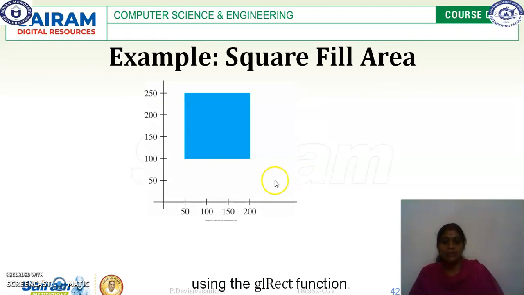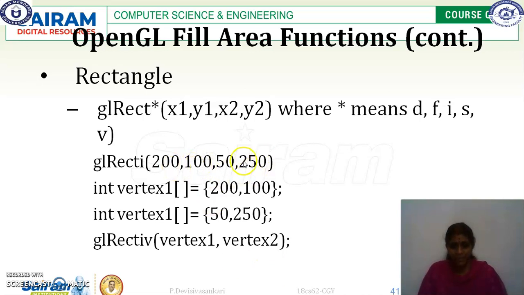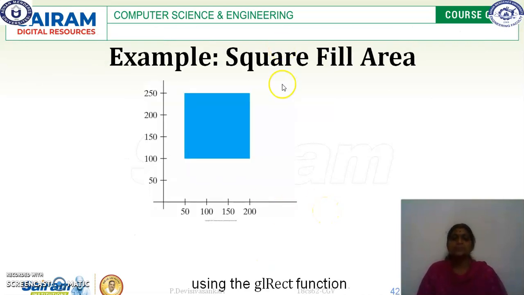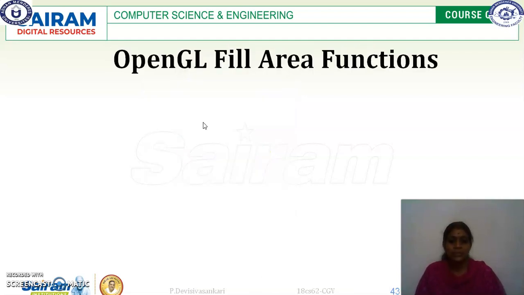And here there is a square fill area. This is the square with the values 50 comma 100, 200 comma 100, 50 comma 250 and 200 comma 250. So here we are getting the square. Actually this is the square fill area. By using these values we get the square, and the square is filled inside with blue color.